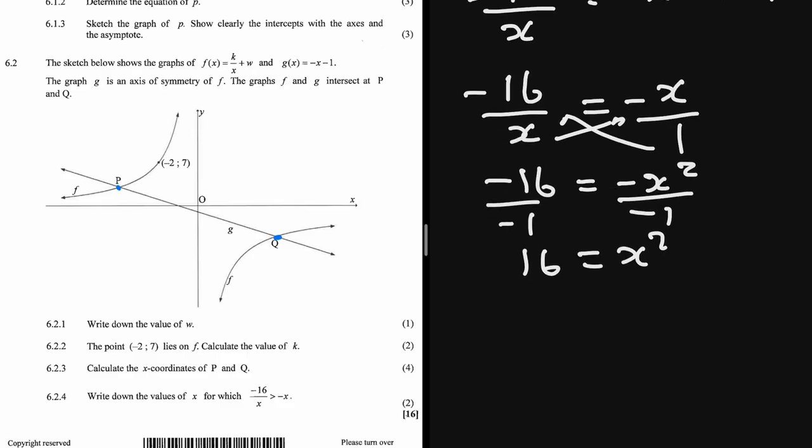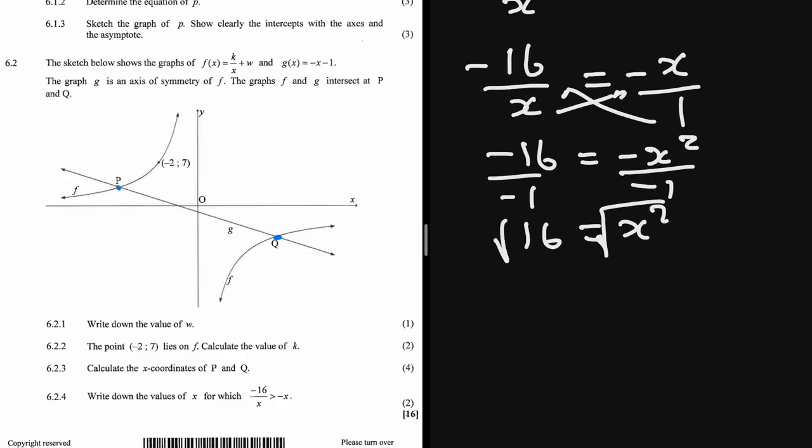So for us to find the values of x, that means we must put the square root on both sides. And then if you put the square root, it must be plus or minus. So this will mean now the value of x is going to be -4, or the value of x is going to be +4. But now remember, we are looking for the coordinates of p and q. So we can clearly see now the coordinate of p here is going to be at -4, because it's on the left side of the graph. And then the coordinate for q here is going to be +4.